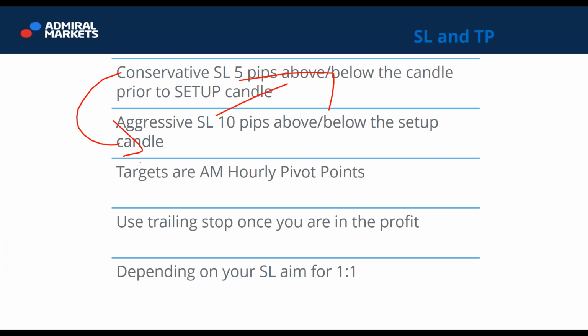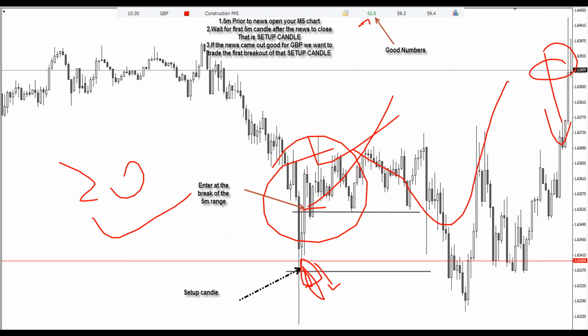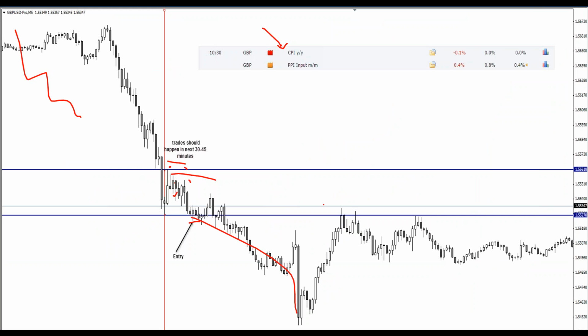So this is the rule. I tend to be conservative. This is conservative, 10 pips above or below the setup candle. I want to be conservative simply because if I trade the news, I am very aware that the spike can be a bit of a whipsaw. It can go up and down and then proceed in the spike direction.